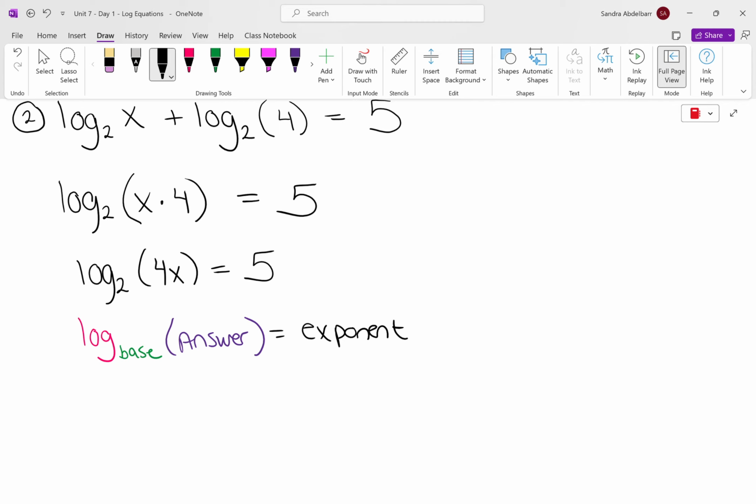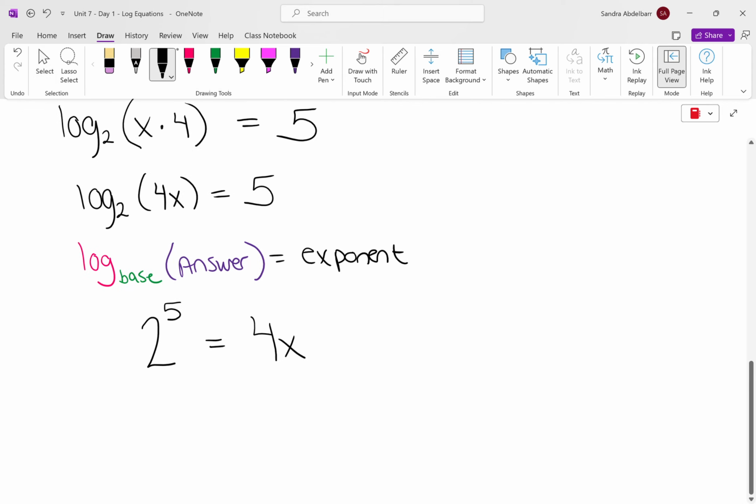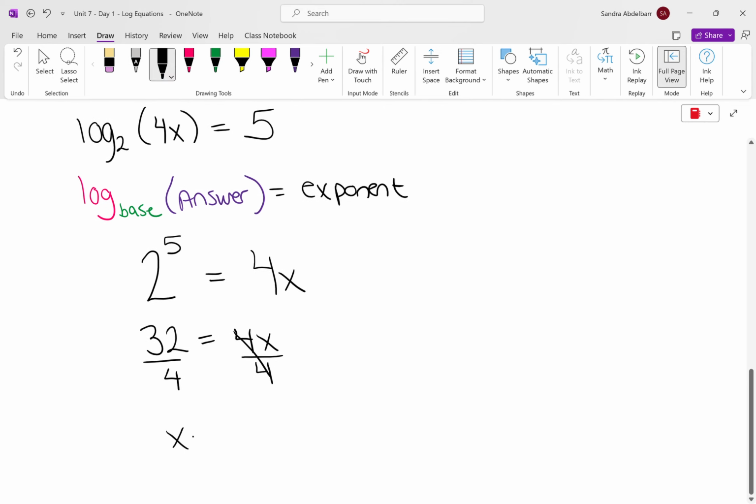So now if we're going to change this back into exponential, what is the base? 2. So that's my base. What is my exponent? 5. That's going to equal the answer. What's the answer? 4x. Now we solve this. What's 2 to the 5th power? 32 equals 4x. Can I solve for x? Absolutely. I'm just going to divide by 4, and we will get x is equal to 8.